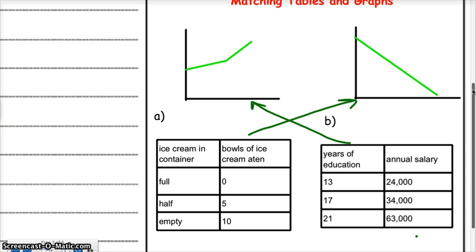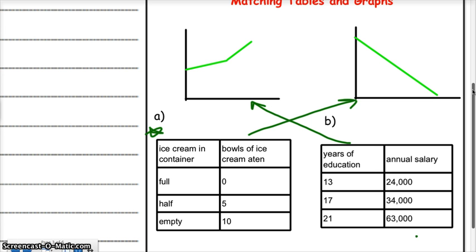Now I want you to identify variables. Let's go back to this one. Ice cream in container and bowls of ice cream ate. Which one is the independent? Which one makes up its own mind? Do you think how much ice cream I have in a container, or how much I ate?